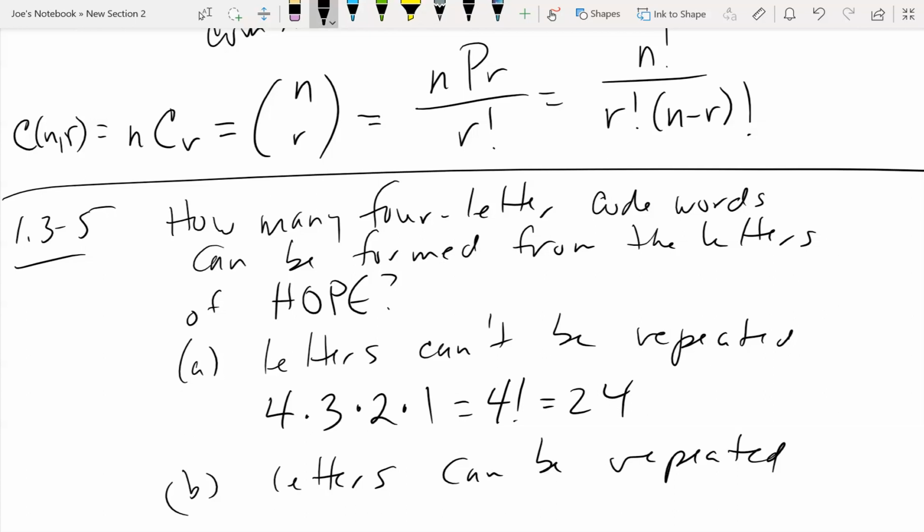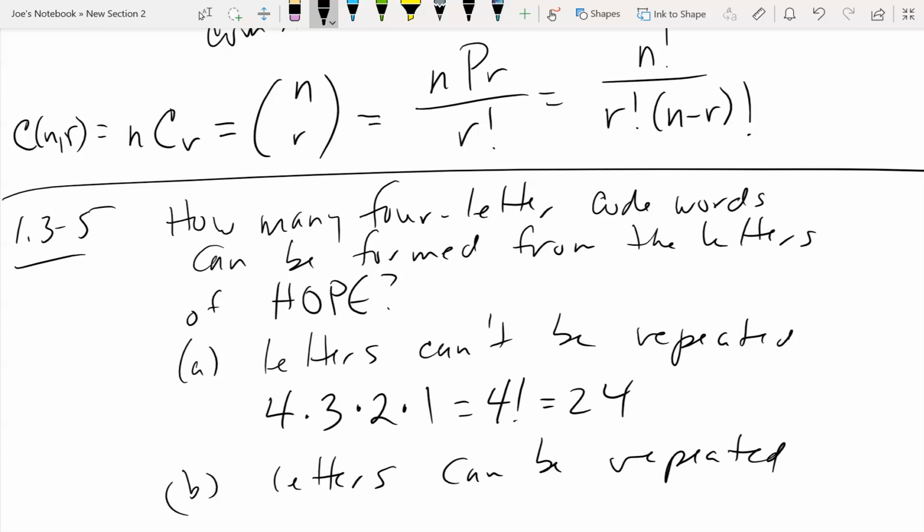Certainly, if we're making a code word, the order should be important here, right? If the order is not important, you're just going to get 1. There's only 1 way to select the 4 letters, right? It's not a really interesting code word. All right. We okay with that?